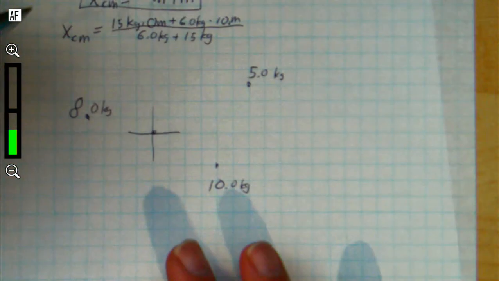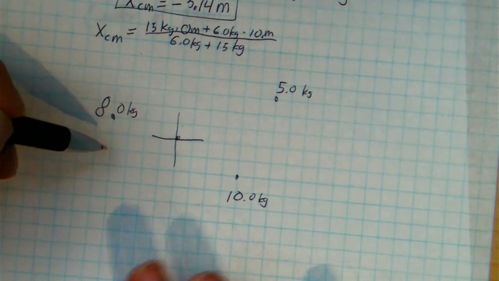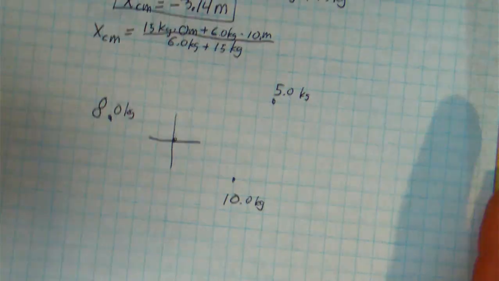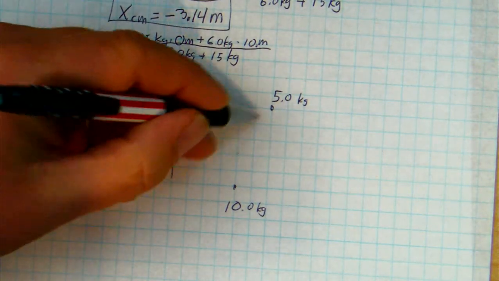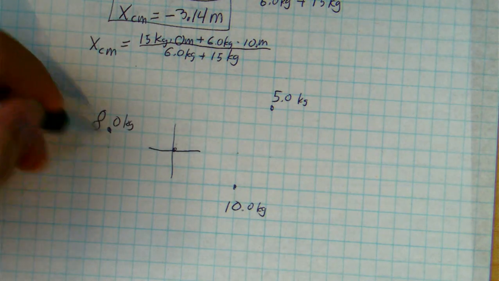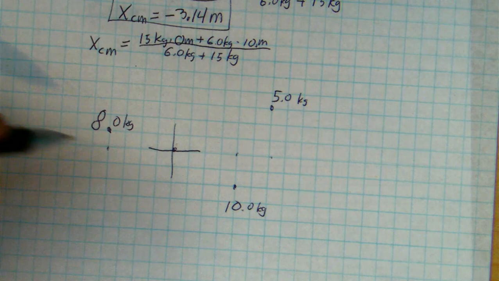Well, the good news is this formula still applies for the x-axis. And so for the x-axis, I can just treat this as if it were a one-dimensional problem. Everything collapsed down onto the x-axis. So pretend that it's here, pretend that it's there, pretend that it's there for your calculations.